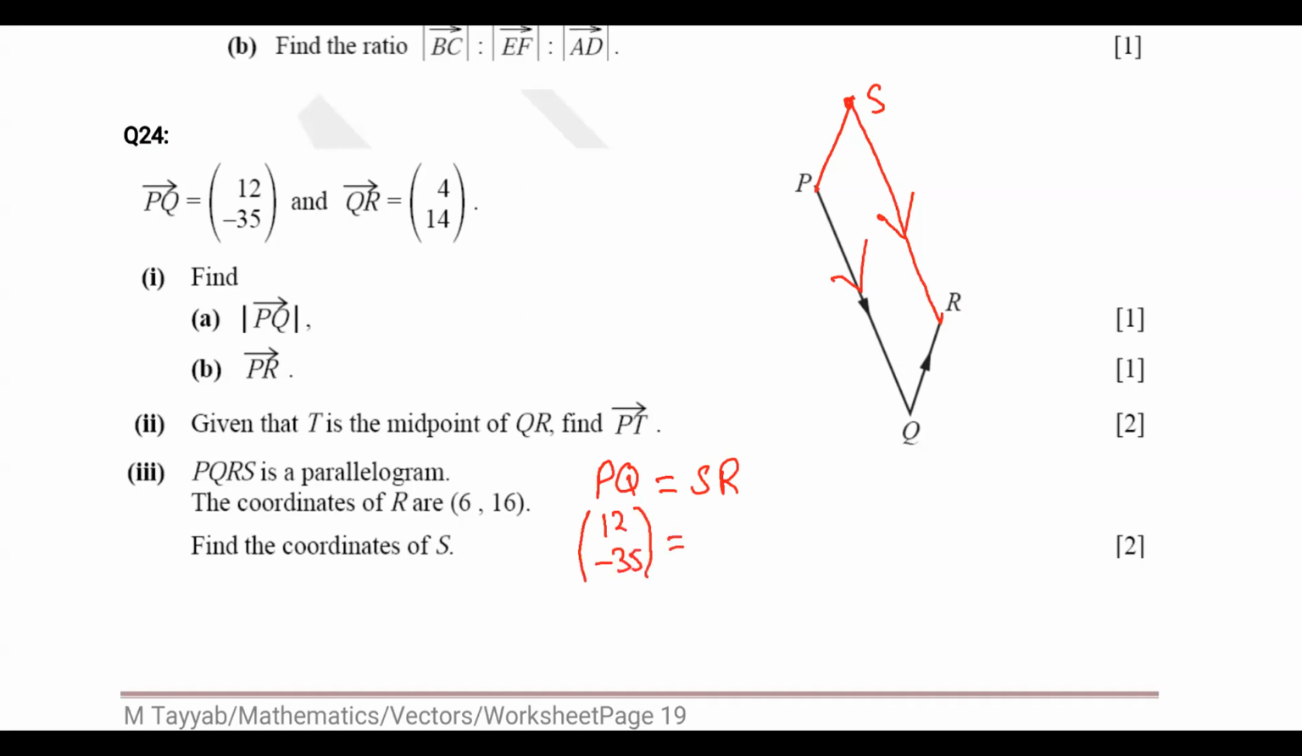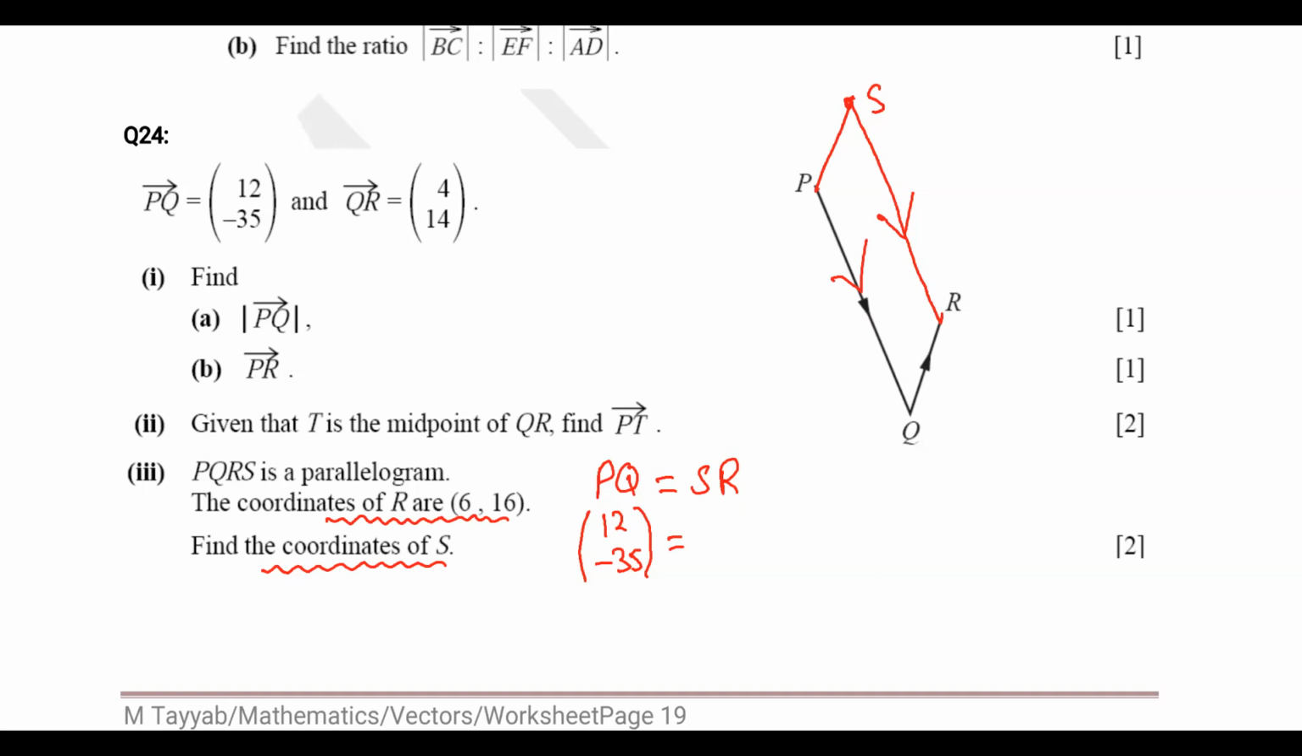Now SR, we don't know SR, but we have to find the coordinates of S, and the coordinates of R are given. Coordinates of R given means the position vector of R is given, and finding the coordinates of S means finding the position vector of S. So on the right side, we don't have vector SR, so we write it in terms of position vectors, because we have the information about them and we have to find the same information.